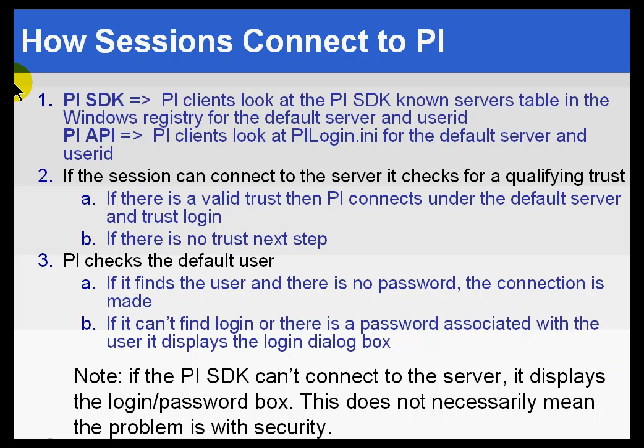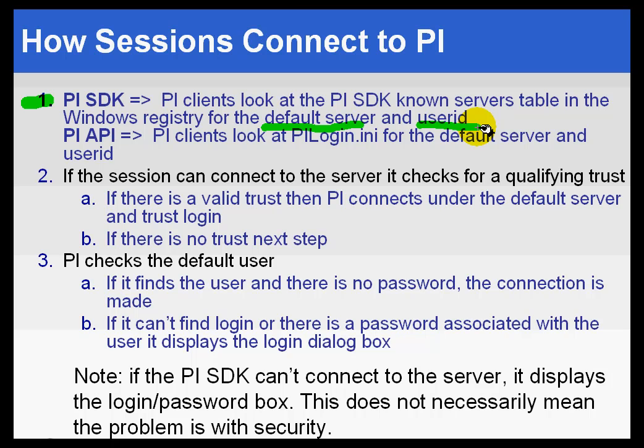Well, the easiest way to understand how the client connects is let's just follow the connection trail. First of all, we'll talk about PI SDK based clients. If you recall, there are two different types of clients. We'll talk about the SDK clients first. Now, these are typically the more modern ones, ProcessBook and DataLink and things like the system management tools. So the first thing the client needs to know, since it's trying to connect to a server, is what the default server is and what the user ID associated with that default server is.